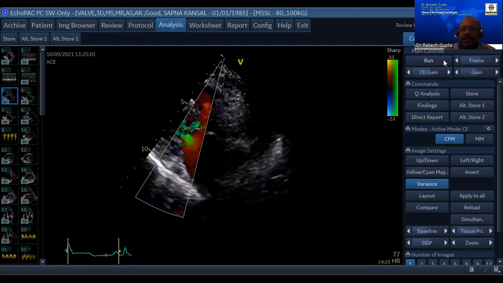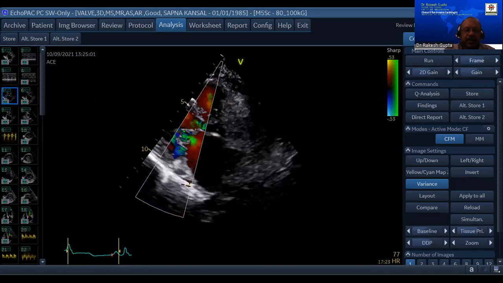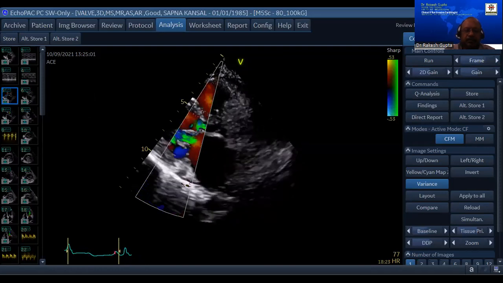Vena contracta would be seen in systole or diastole? Diastole, sir. Systole, for MR. Systole. When the LV is contracting, then only will you get a vena contracta, gentlemen.